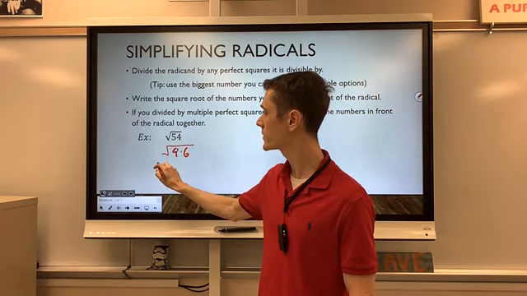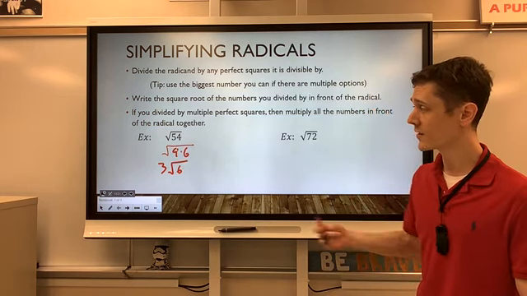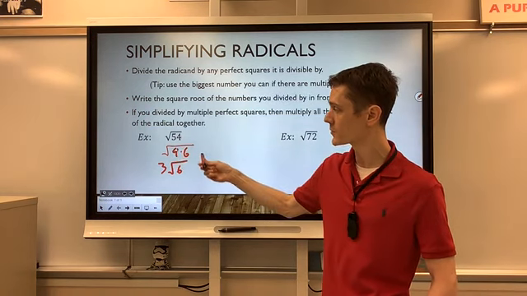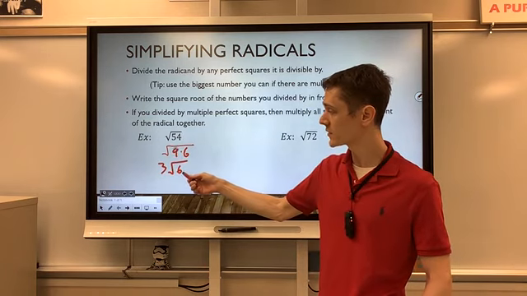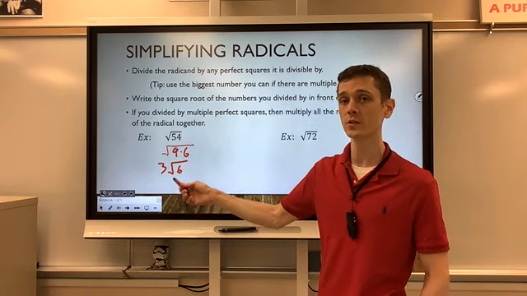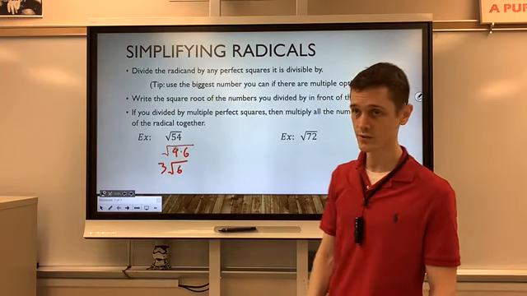So that means that this is 3 root 6. So that's how I've simplified the radical. You break it down by what are the two numbers being multiplied together, and then you just take the square root of the perfect square number. If you can still simplify the other number, you might need to repeat that process multiple times. But if you used my tip to use the biggest number possible, you should only have to do it once.